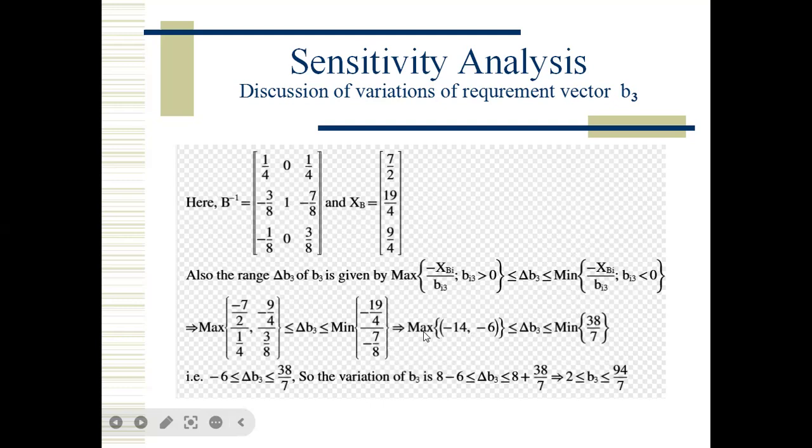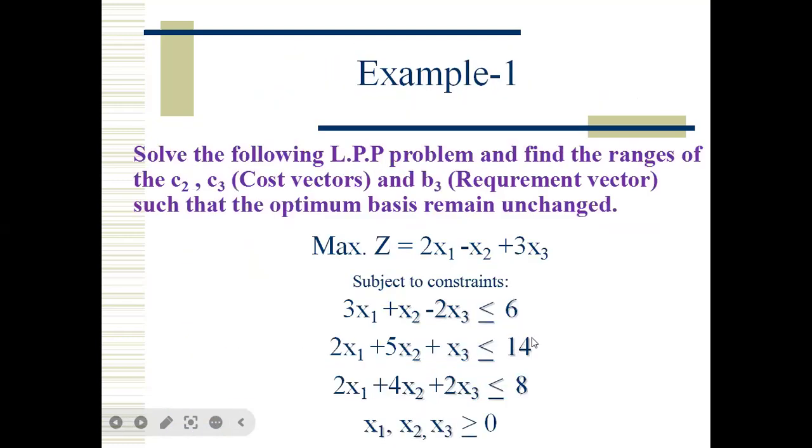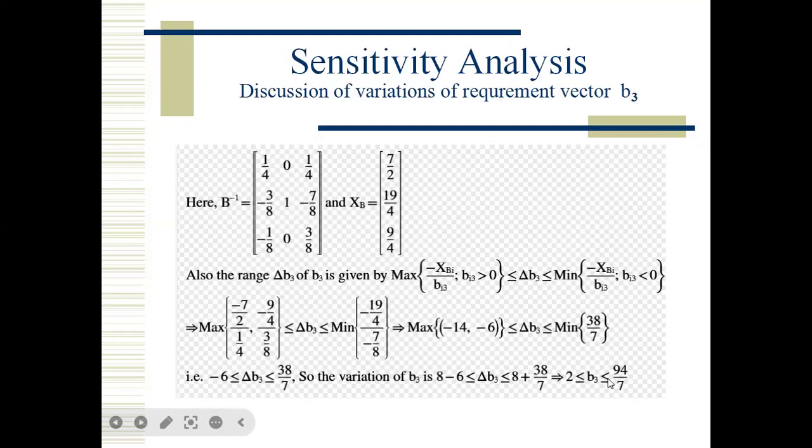In this case the inequality becomes -6 less than or equal to del B3 less than or equal to 38 by 7. In our given problem, B1 is 6, B2 is 14, and B3 equals 8. Now adding 8 on both sides, we get the conditions for the discrete change in the third requirement vector: 2 less than or equal to B3 less than or equal to 94 by 7.